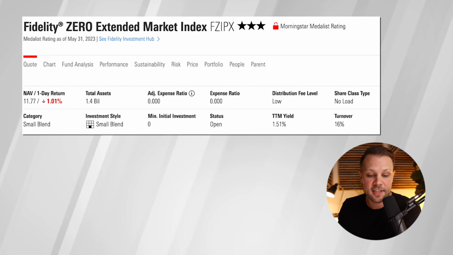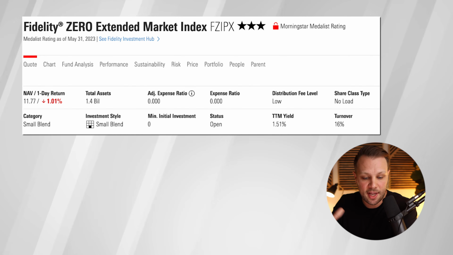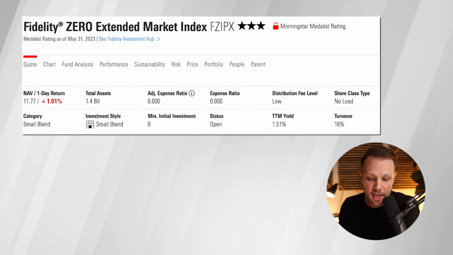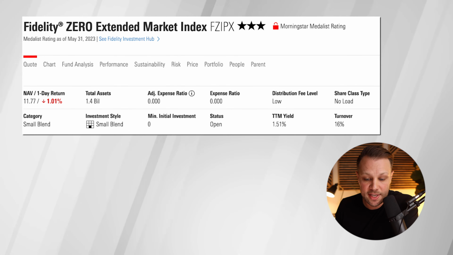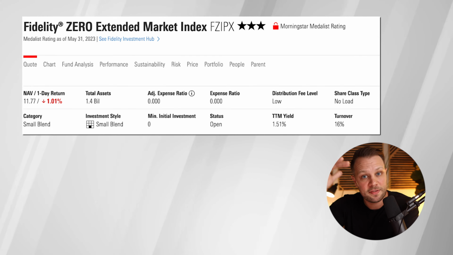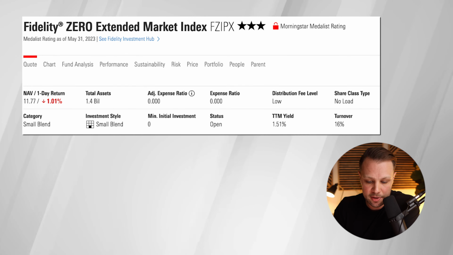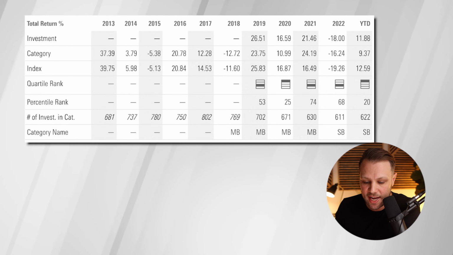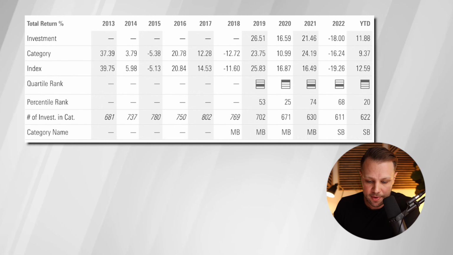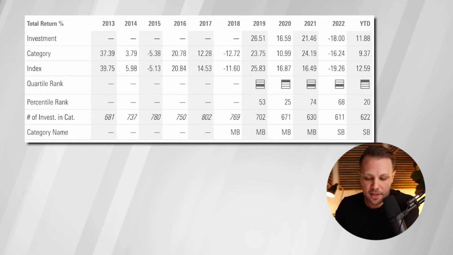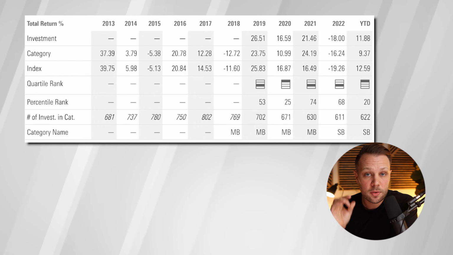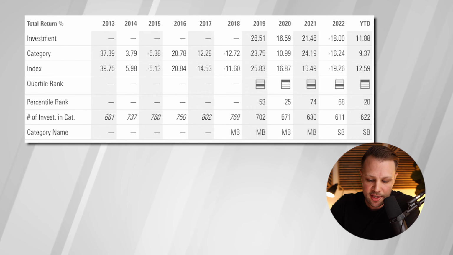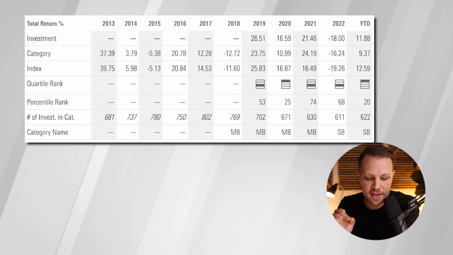So FZIPX is Fidelity's Zero Extended Market Index. And in this fund, obviously it has a 0% expense ratio, and the yield is 1.51%. The turnover ratio is much higher than those 500 funds at 16%. And as you can see, these were started in 2019, so we don't have data for over a decade. In 2019, it did 26% rate of return, 16.59 in 2020. In 2021, it did 21.46%. 2022, negative 18%, and then year to date, 11.88%.